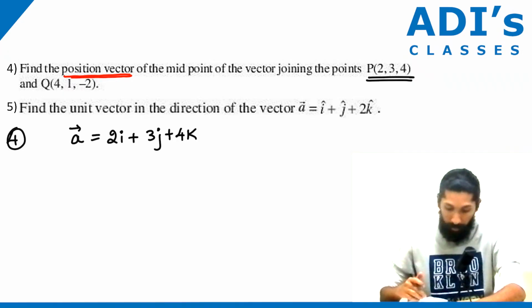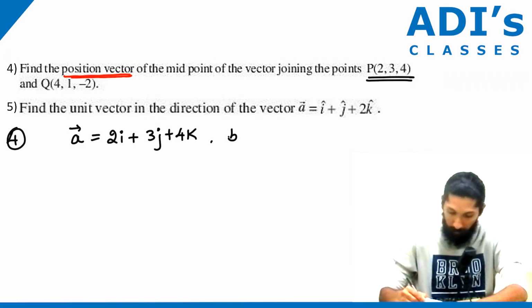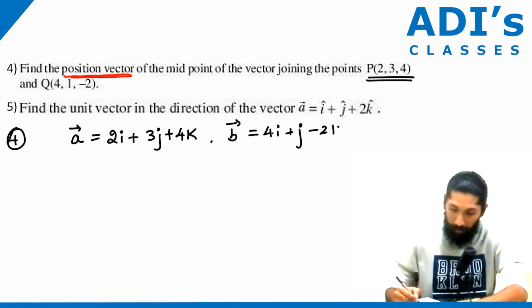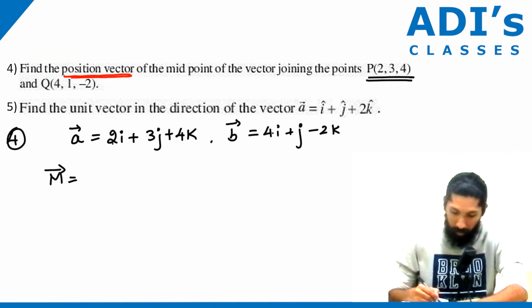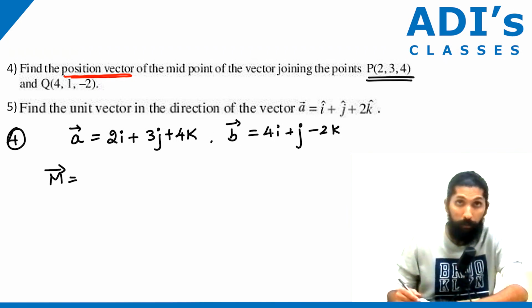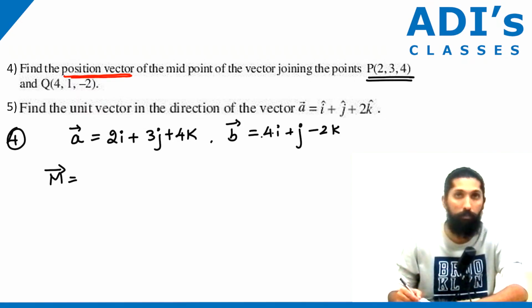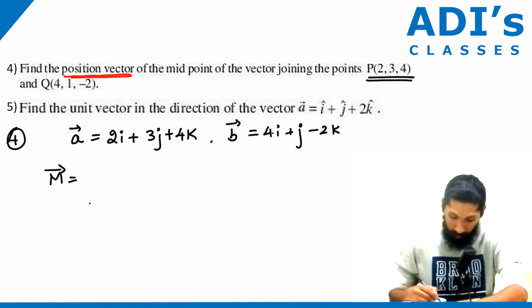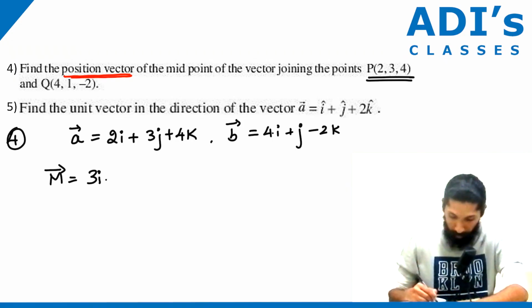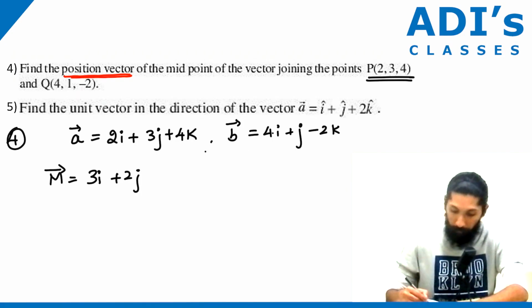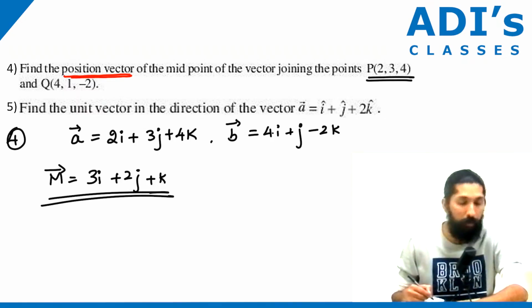Clear? So here vector A is this, vector B is 4i plus j minus 2k. So the midpoint, I'll call this as M. M is equal to, see you have 2 and 4, midpoint of 2 and 4. So 2 plus 4, 6, 6 by 2 is 3. 3 is the midpoint, 3i. Between 3 and 1, midpoint is 2, 2j. Between 4 and minus 2, answer is 1, plus k. This is going to be the value of the midpoint.